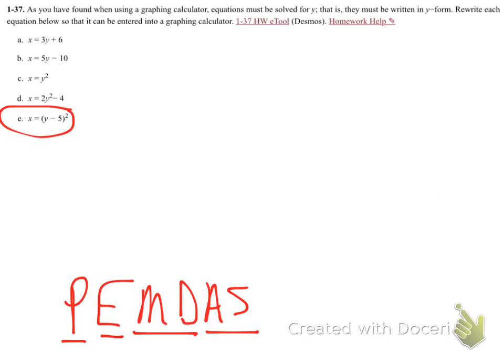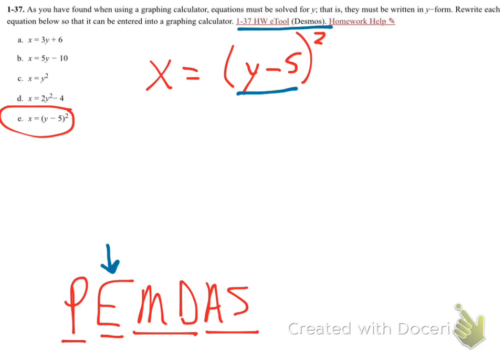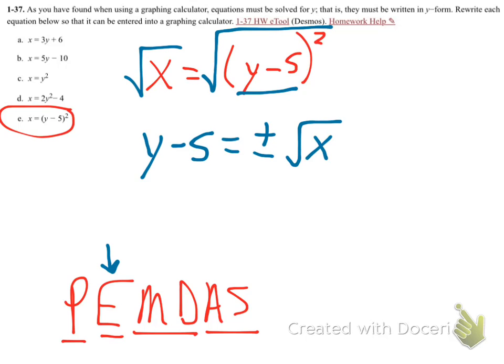And the last problem. X equals, in parentheses, y minus 5 squared. So on this one, since the y minus 5 is inside of parentheses, I need to do the exponent first. So I'm going to take the square root of both sides. So I'm going to have y minus 5 equals plus or minus the square root of x.